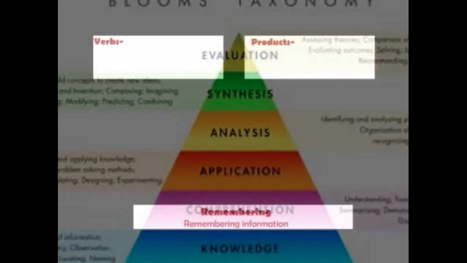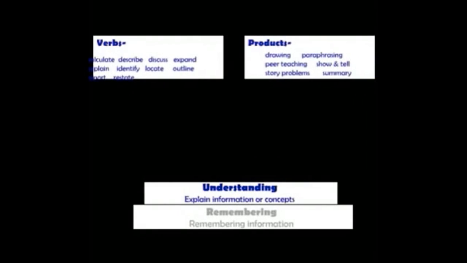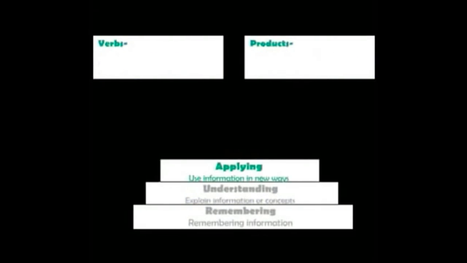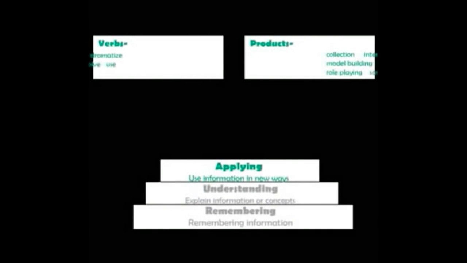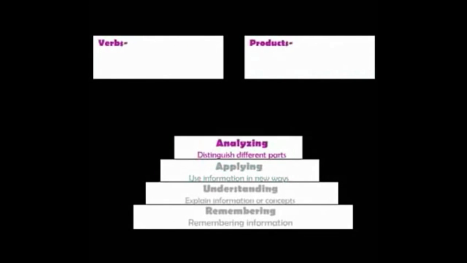Number 1, under knowledge, you may use the words recall, underline, list, name, record, or label. Number 2, comprehension. You may use the words understand, show, summarize, explain, describe, and demonstrate. Number 3, application. You may use the words apply, select, model, organize, illustrate, or choose.